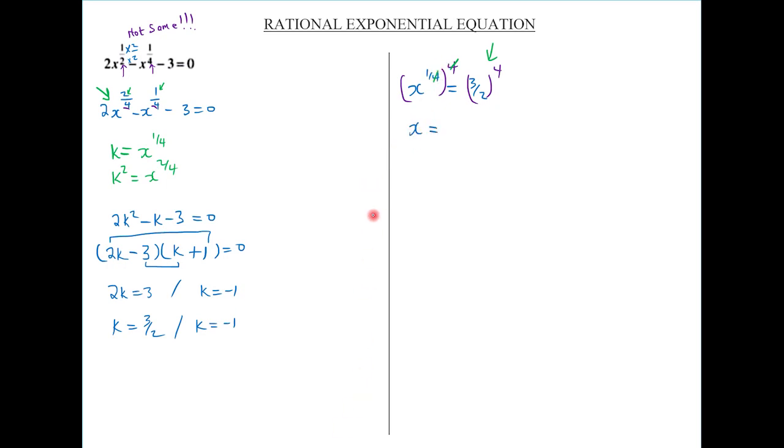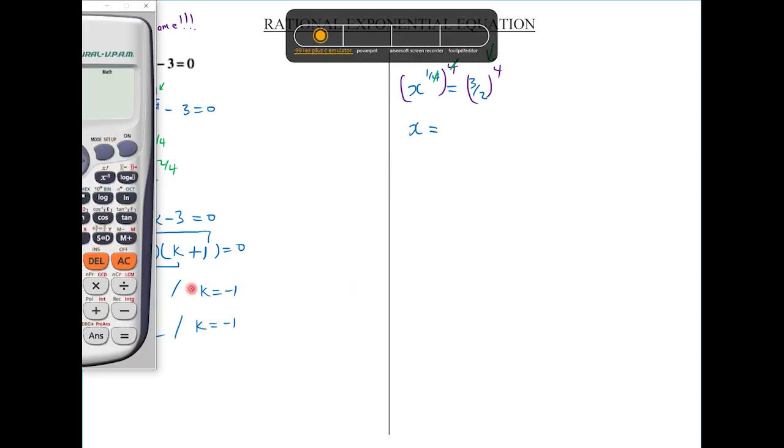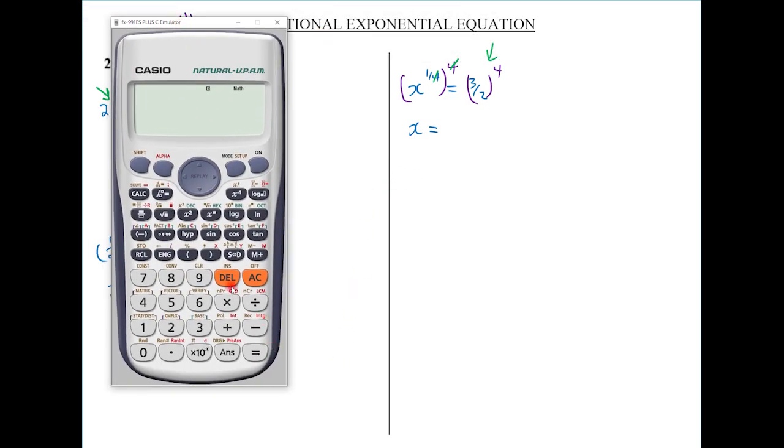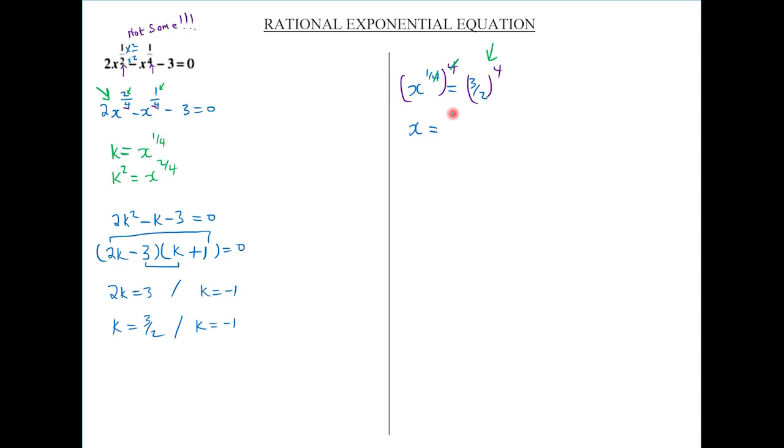Now x is going to be, let me see if I can get my calculator. So x is going to be 3 over 2, right, all to the power of 4, and then that is 81 over 16, right? Or, let's look at the second one, x to the power of 1 over 4 is equals to -1. Alright, so in this one we're gonna do the same thing. We're gonna raise it to the power of 4, right? And then this means x is going to be 1.